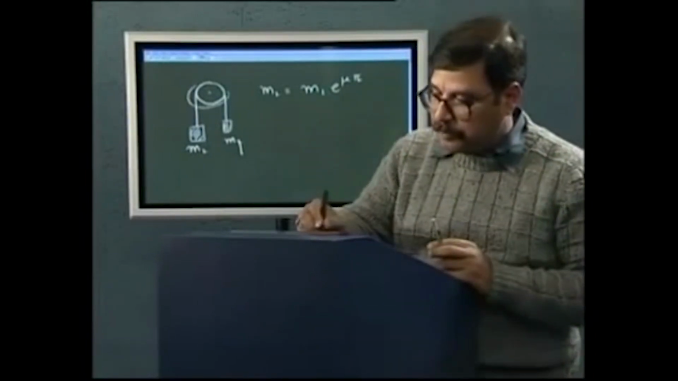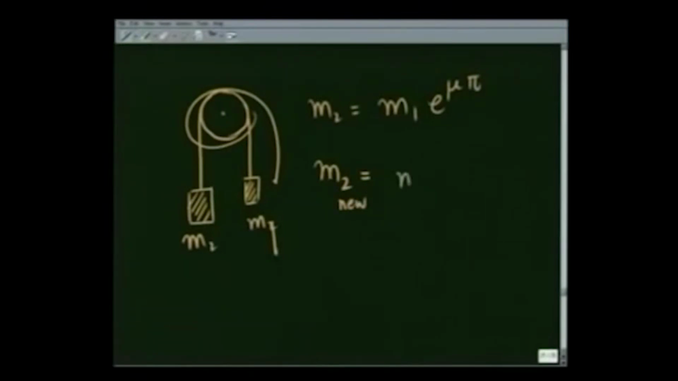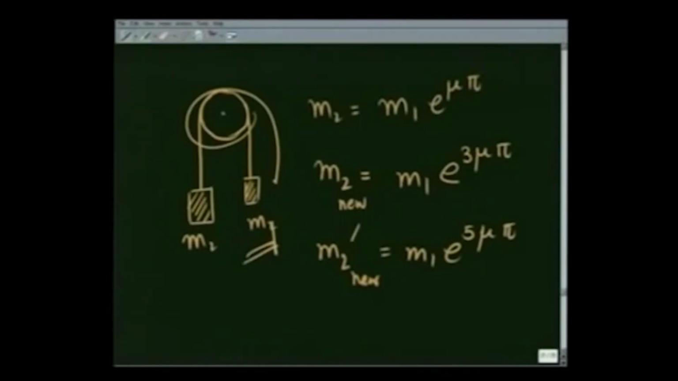Let me give it one more wrap. If I do that, then I should be able to have m2, let me call it m2 prime, equals m1. Now it has gone around one more time, so I add another 2 pi to theta, e raised to 3 mu pi. Let it go around one more time. m2 double prime is going to be m1 e raised to 5 mu pi. By seeing how much mass you can balance with a given mass as you wrap the string around, you should be able to confirm the validity of this formula that we just derived.